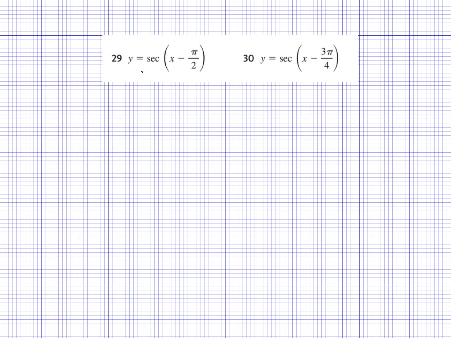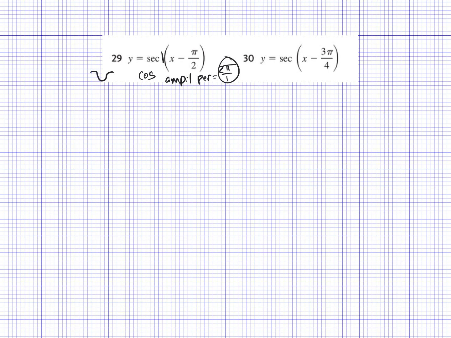It's a secant, so that goes with cosine. So it's going to be the other values of the cosine curve. Our amplitude is 1, so a normal curve. So our period is 2 pi. Cosine has period 2 pi over the coefficient of 1. So it's just 2 pi.